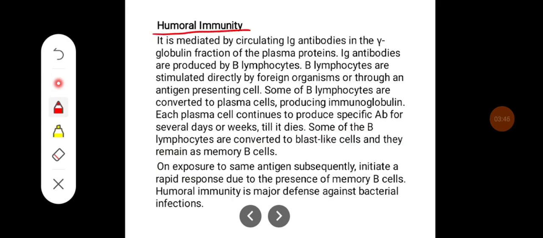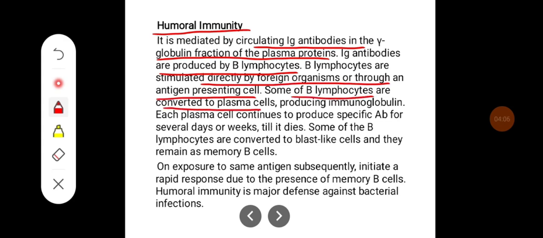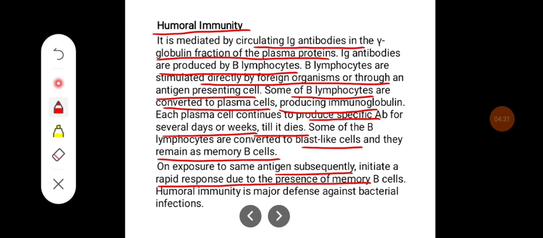Coming to humoral immunity, it is mediated by circulating antibodies in the gamma globulin fraction of the plasma proteins. Antibodies are produced by B lymphocytes. B lymphocytes are stimulated directly by foreign organisms or through an antigen presenting cell. Some of the B lymphocytes are converted into plasma cells producing immunoglobulin. Each plasma cell continues to produce specific antibodies for several days or weeks till it dies. Some of the B lymphocytes are converted into blast-like cells and they remain as memory B cells. On exposure to the same antigen subsequently, they initiate a rapid response due to the presence of memory B cells. Humoral immunity is a major defense against bacterial infection.